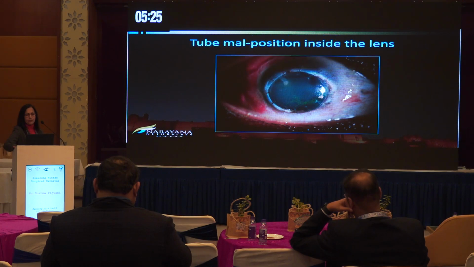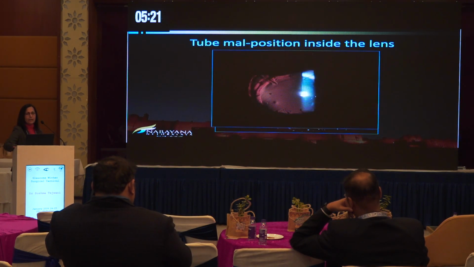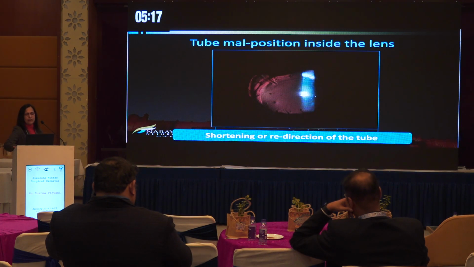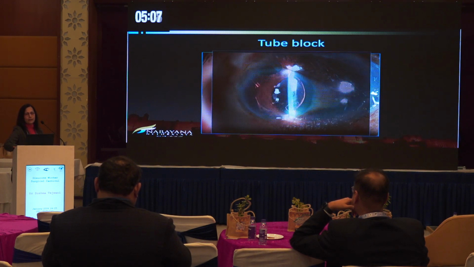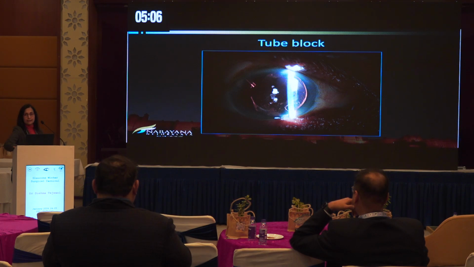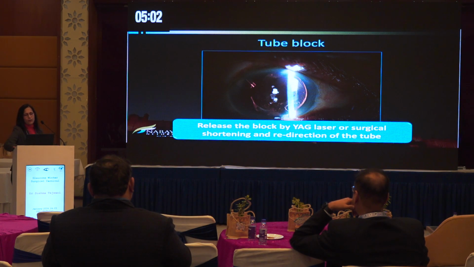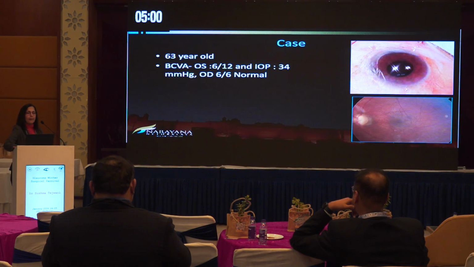Some examples: sometimes there can be malposition. This was a patient referred to me. There was tube malposition inside the lens, so you definitely have to either redirect the tube or shorten the tube. There can be tube block like this with iris, where you can see the tip is obliterated. So you either need to resort to laser if it is amenable and open up that opening, or you have to redirect the tube again.